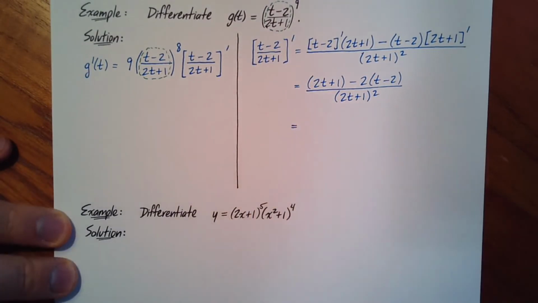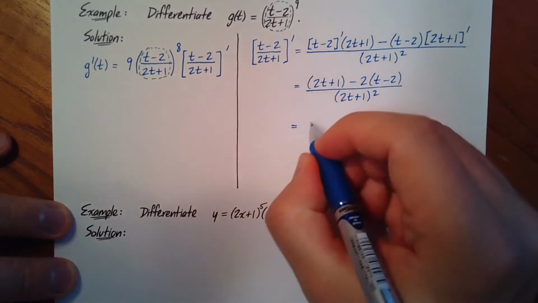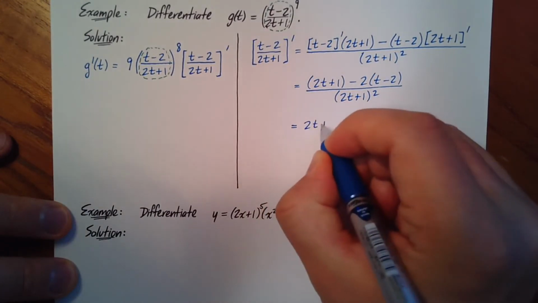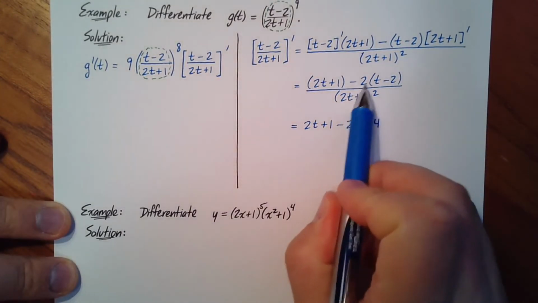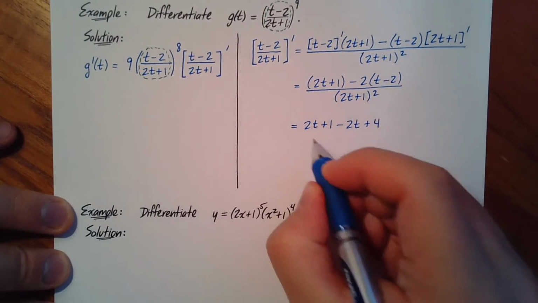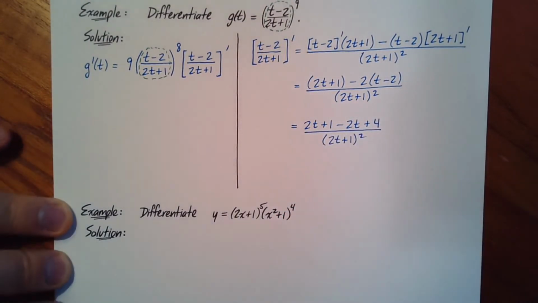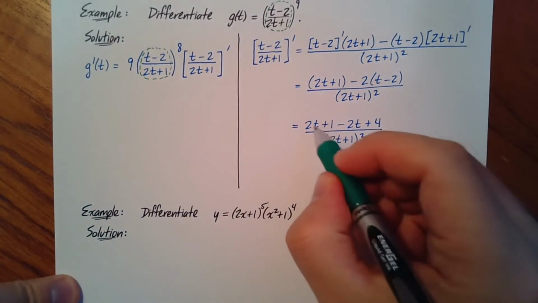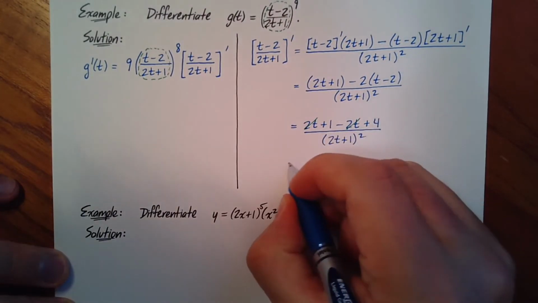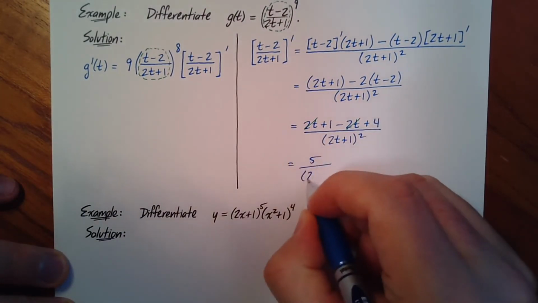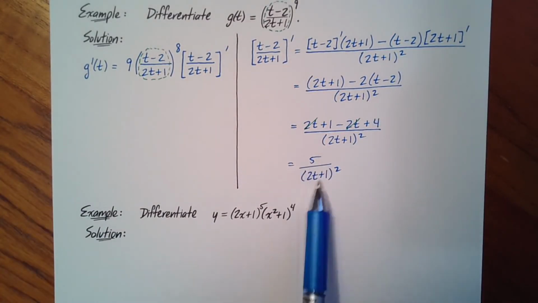Okay, so now let's expand everything in the numerator. Might as well clean this up now before we plug it back into our main thread over here. You get 2t plus 1 minus 2t plus 4. If I multiply the negative 2 into the brackets, I'll get negative 2t plus 4. So that's all over (2t plus 1) squared. So now you can see there's a cancellation that happens. The 2t's cancel and you just get 1 plus 4. So you finally end up getting 5 over (2t plus 1) all squared. So that is what you get for this derivative.